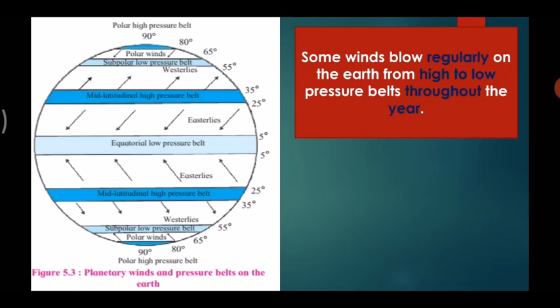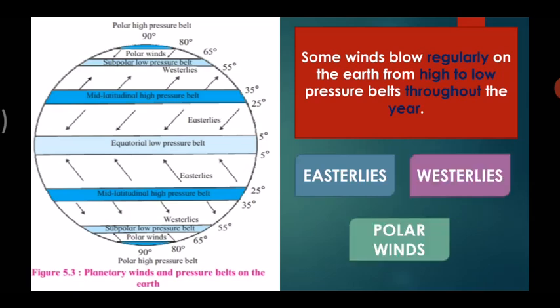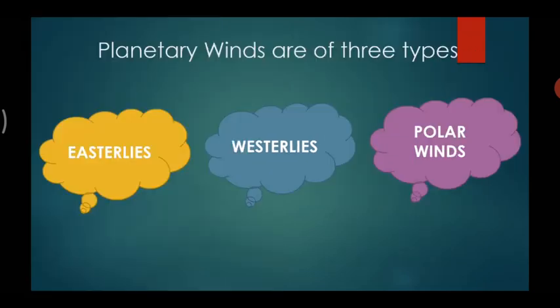And which are these winds? These winds are easterlies, westerlies and polar winds. These are three types of winds. Planetary winds are of three types. These three are all known as planetary winds because they blow throughout the year. They are easterlies, westerlies and polar winds.